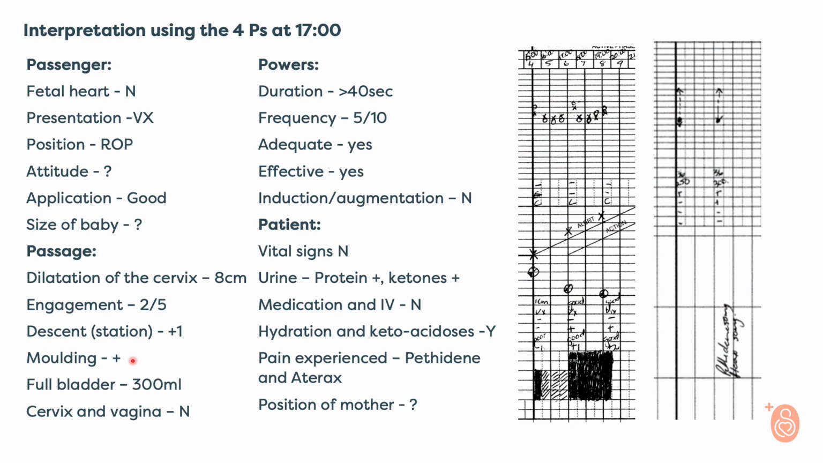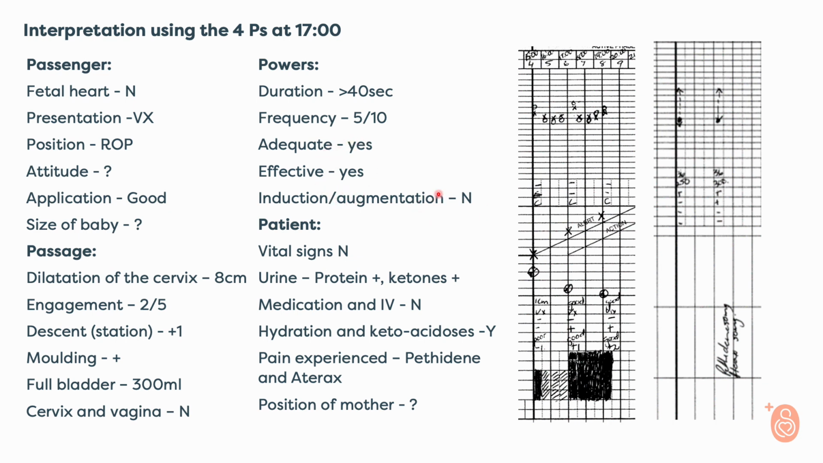If we look at the powers, we see here is still 1700 hours. We still see that there are now 5 contractions in 10 minutes, which are longer than 40 seconds long. So what is the normal frequency of contractions? We say they should not be more than 5 contractions in 10 minutes. Otherwise, we talk about hyperstimulation of the uterus. So in this case, we're just on the border, but these contractions are definitely adequate and they are definitely effective.